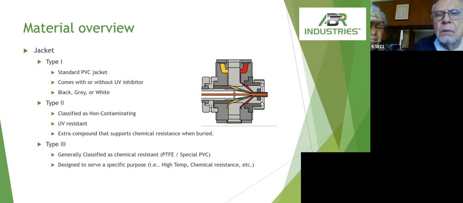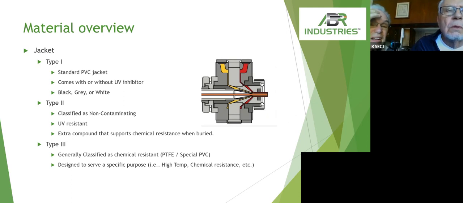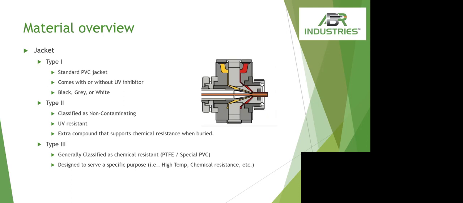Now, the common rule is to always print on your product the type of jacketing that is used, whether it's type 1, type 2, non-contaminating, contaminating. It should be listed on the product to help people along. The next is type 2. It's a non-contaminating jacket. It's a very popular jacket at ABR. We use it on a lot of our different products that we offer in the marketplace. The nice thing is it comes with an extra compound that supports chemical resistance when buried and prevents the salt from leaching into the product. So not only is it UV resistant, but it also holds up against the groundwater contaminating the product itself.